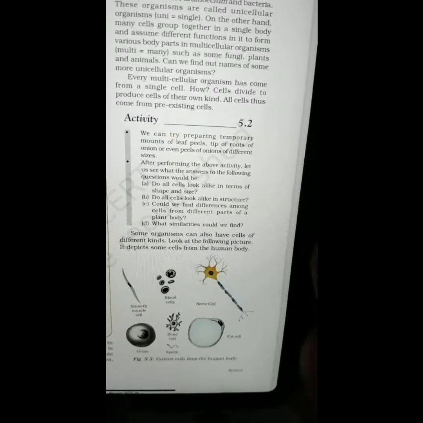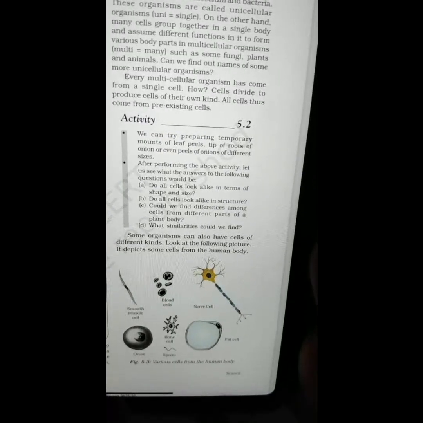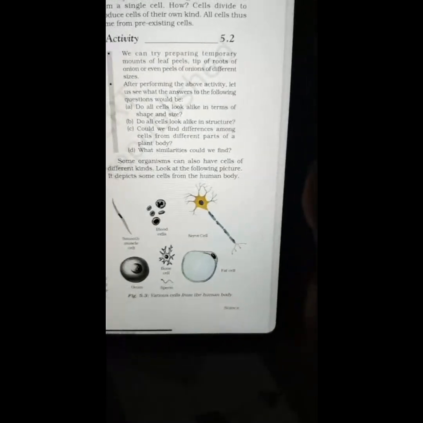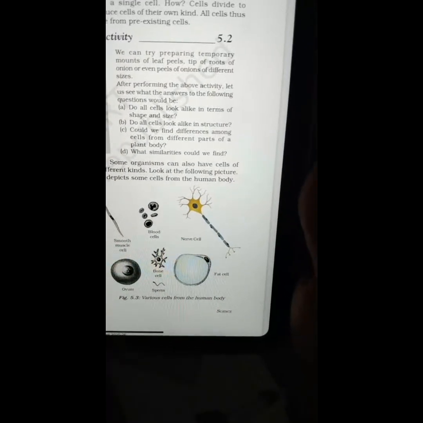Next one. Some organisms can also have cells of different kinds. Look at the following picture. It depicts some cells from the human body. So figure 5.3 is giving you various cells of the human body.